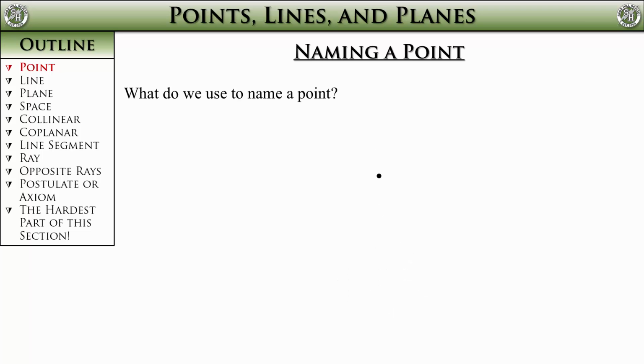Now we come to naming a point. Do you know what we use to name a point? We use a capital letter. So I can label this point with an A. And with that in place, we can now call this point A.